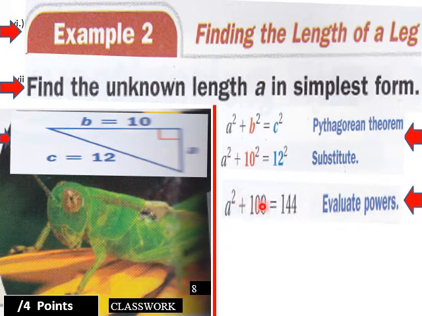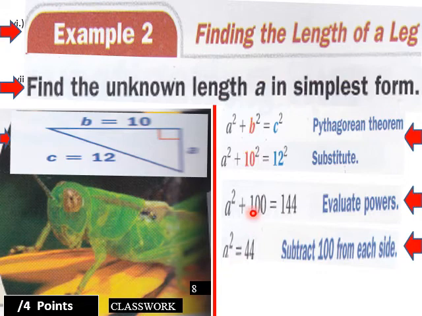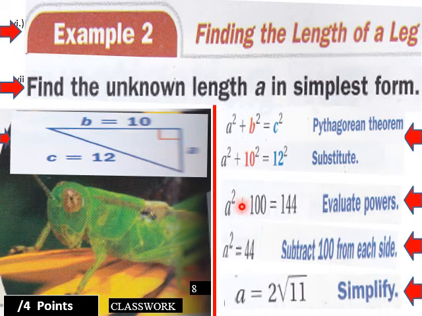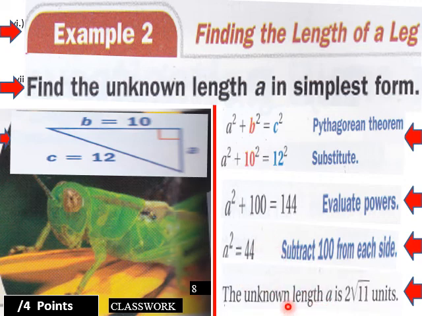So we have this situation now from squaring these numbers. We move over our 100. This becomes 44 over here. We subtract 100 from both sides. What's the square root of 44? Well, I don't know. It's around 6 point something. So that would be the way that you would solve for A here. It's 2 times the square root of 11 is another way of putting it. So the unknown length A would be 2 times the square root of 11. This is page 8 on your class sheet, students.